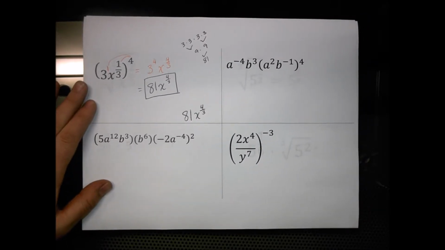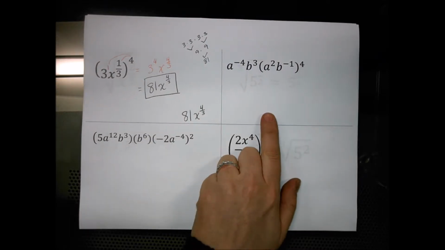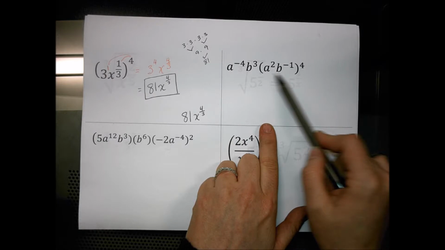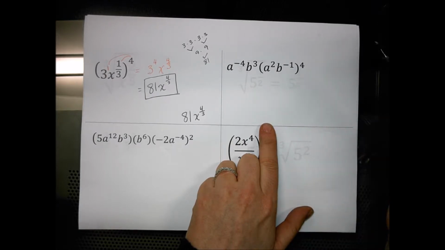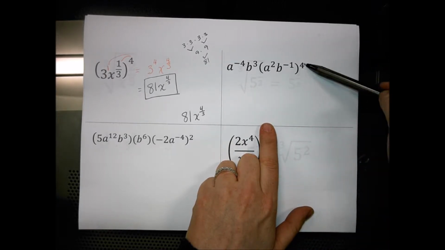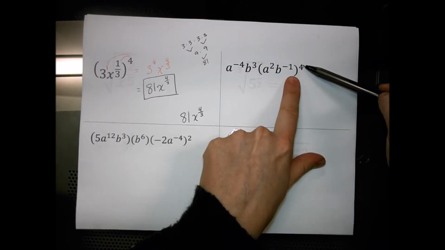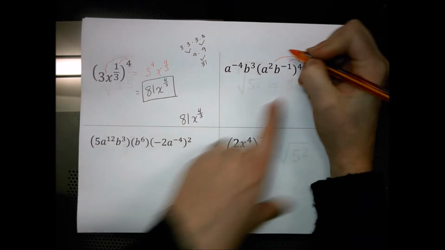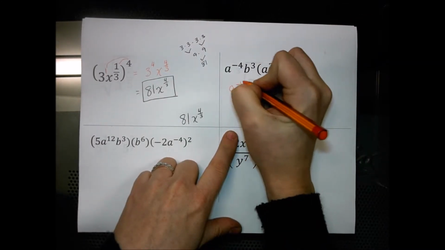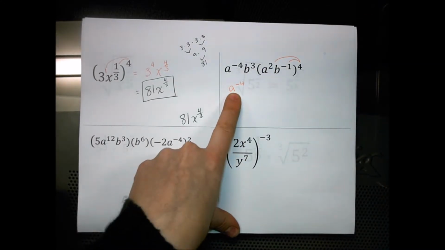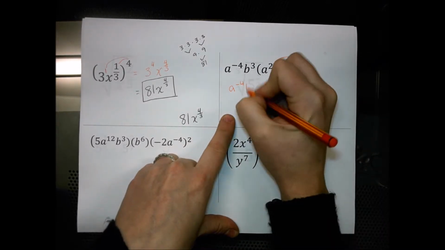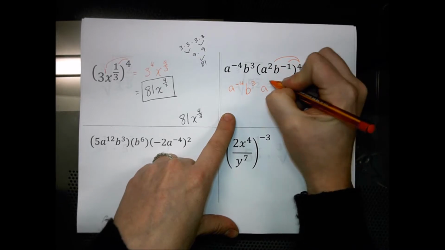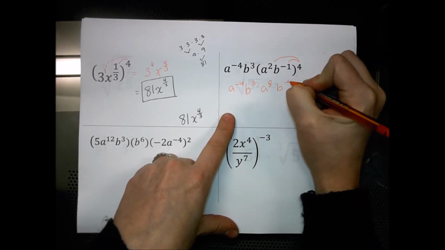All right. Going to the right. What should I do first? Move the negative exponents down. This exponent outside the parentheses. And what do I do with it? Good. Distribute to every other exponent. So this is a to the negative 4th. Can you guys see the orange? Yeah. Okay. B to the 3rd, so those stay the same. And these become a to the 8th and b to the negative 4th.